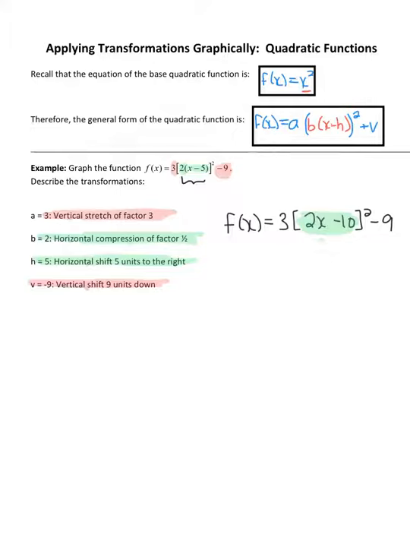You would get 3 of them correct. You get the a value of 3 still, the v value of negative 9. You get the b value of 2. However, if you did not factor this, you would have said that the h value is positive 10. Really, the h value is positive 5. So you must remember that inside here, the brackets, it needs to be factored.